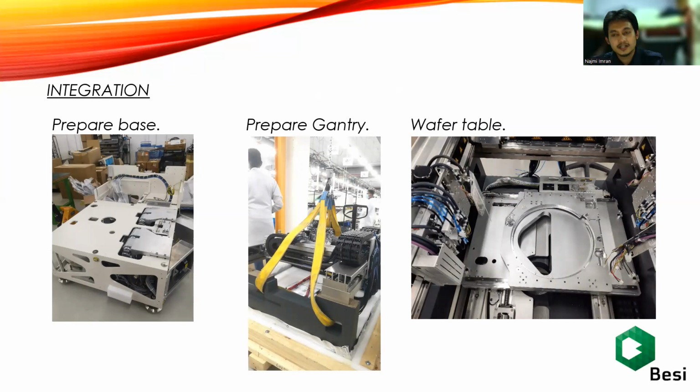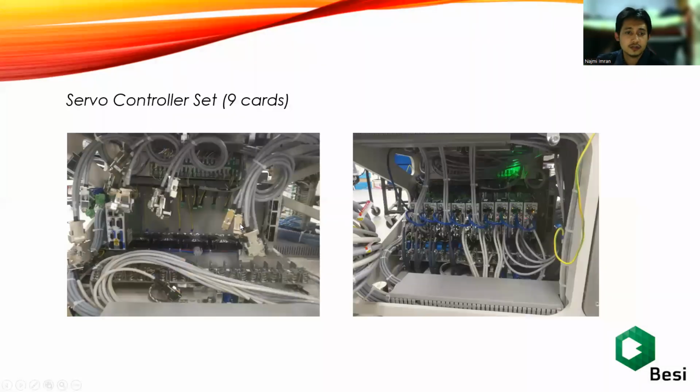In the FA department, we also have integration and application. My part is integration, because we assemble the machine one by one, from the layout to the compartments and material parts. In integration, we prepare the base, prepare the gantry, and then the wafer table, which will be input into the gantry, and then the gantry will be put on top of the base. This is the controller set 9 card.